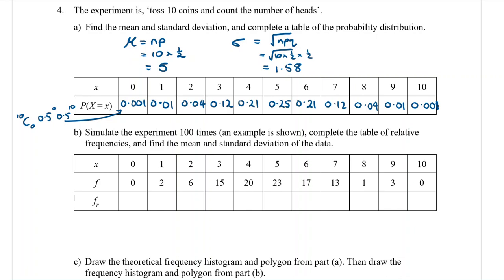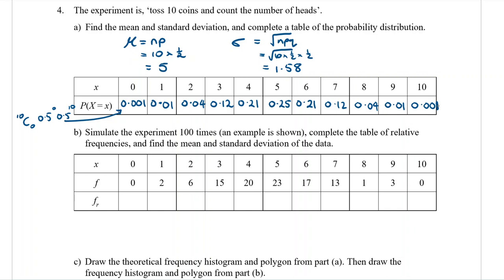Anyway, part B is that we are trying to do an experimental probability on this. So the results are already in the table so that we're not having to simulate the experiment. So 100 times the experiment was done and the results are in the table there. It says complete the table of relative frequencies and find the mean and the standard deviation of the data. Okay, so relative frequency. How do you find a relative? That's what the F with the little R on it is, relative frequency.